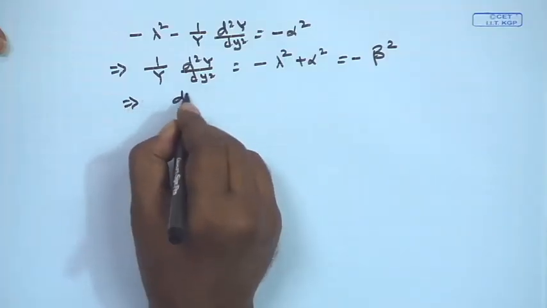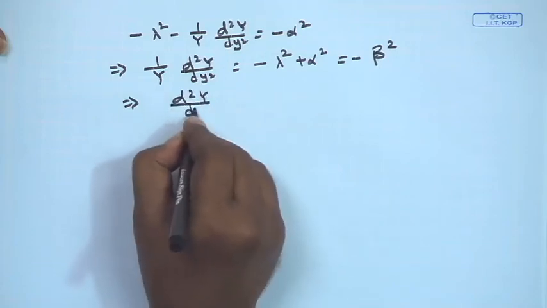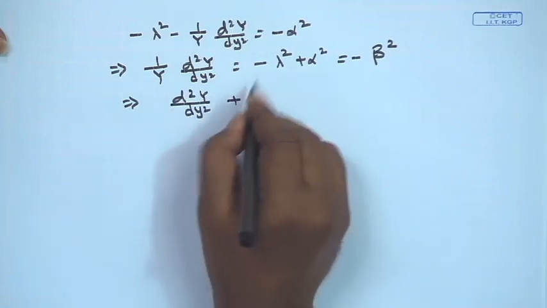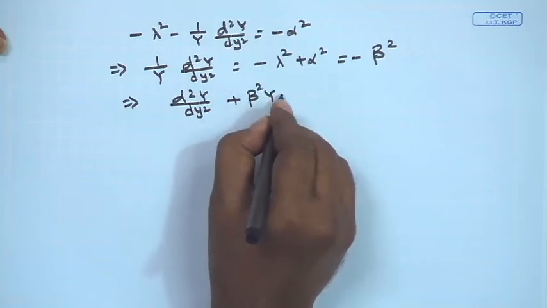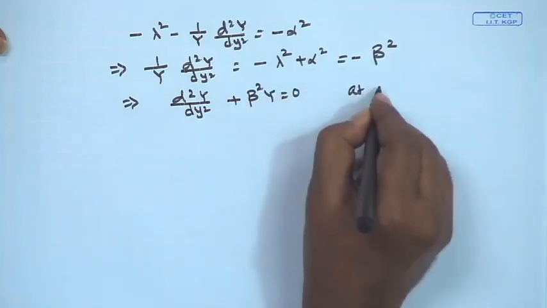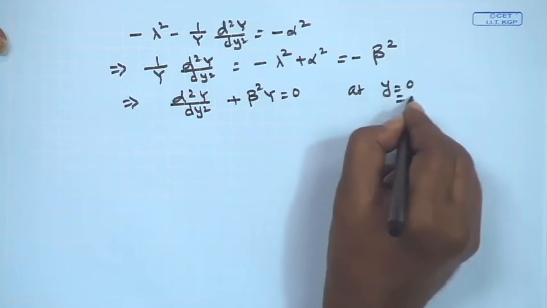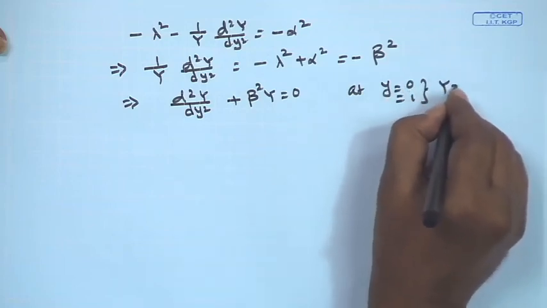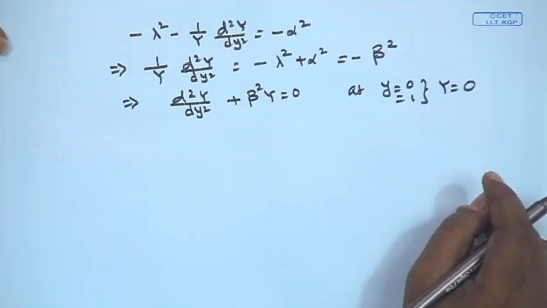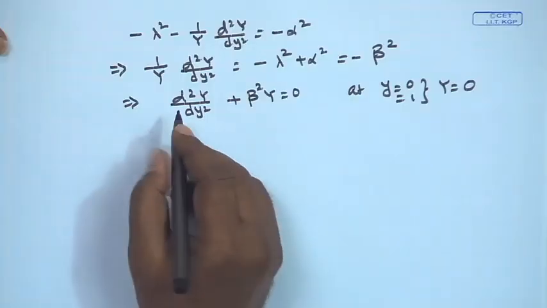So, we will be constructing the standard eigenvalue problem in the y direction as d square Y dy square plus beta square Y will be equal to 0. At y is equal to 0 and 1, we have both Dirichlet boundary conditions, because in the original problem we had the Dirichlet boundary condition in the y direction. So, we know the solution of this problem. The corresponding eigenvalues are m pi and eigenfunctions are sin m pi y.